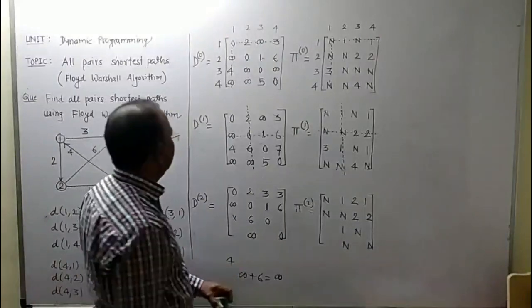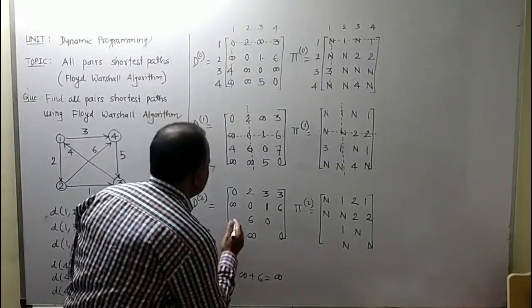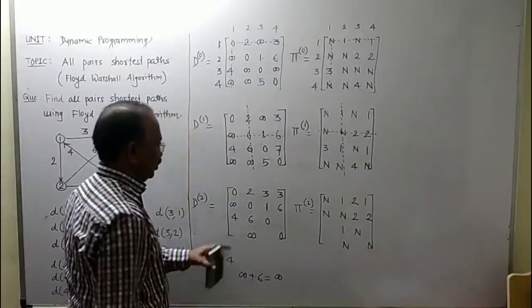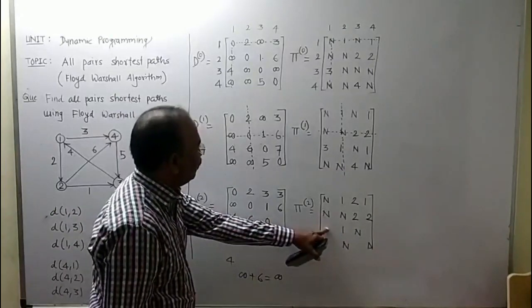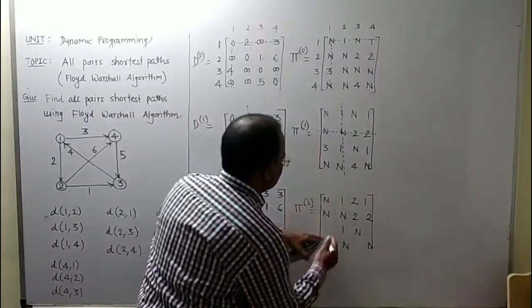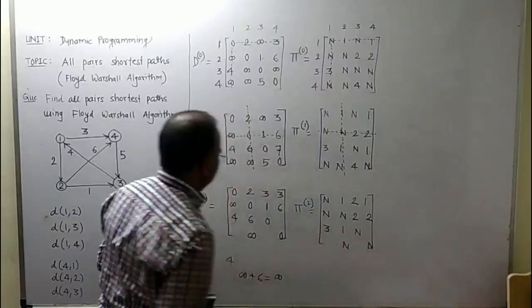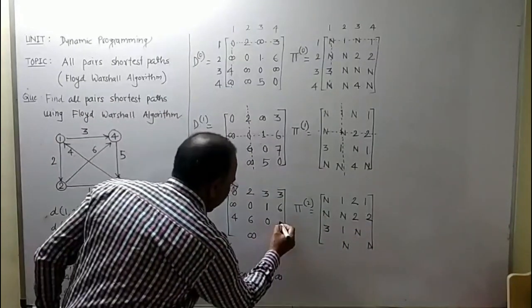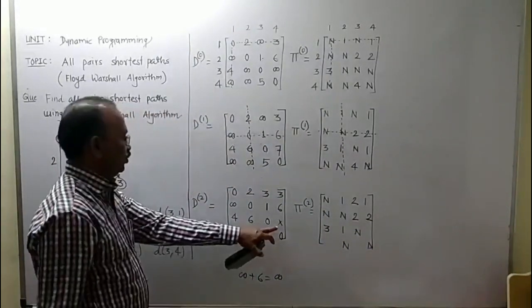So which one is the minimum? 4. It means that there is no change. There will not be a change in pi 2, that is 3. The same value will come here. Then find out the value for these positions.